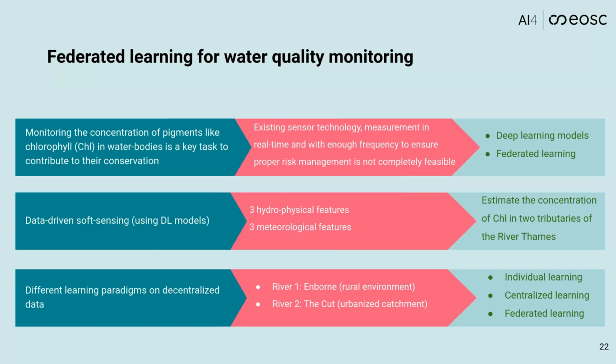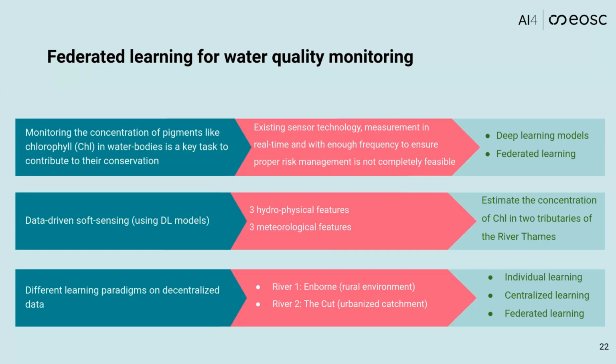In order to avoid these kinds of problems, we can use deep learning models, and in this work we are also using federated learning, not only deep learning. So in this data-driven application using deep learning, we are going to use 3 hydrophysical features and 3 meteorological features in order to estimate the concentration of chlorophyll in 2 rivers, 2 tributaries of the River Thames. We are going to use 3 learning paradigms. We are going to compare the 3 approaches that normally and naturally arise in this case, which are individual learning, centralized learning, and federated learning. In this case, we have 2 rivers.